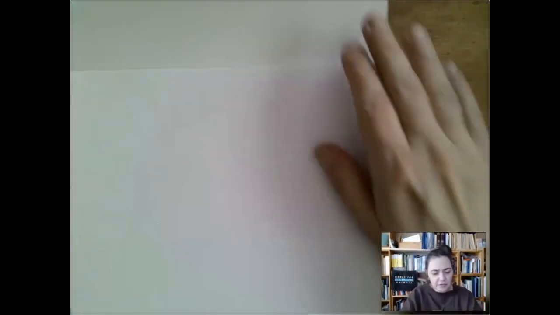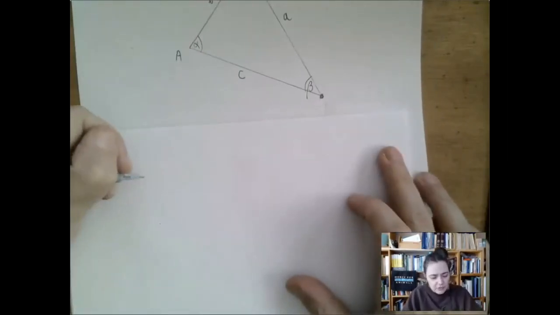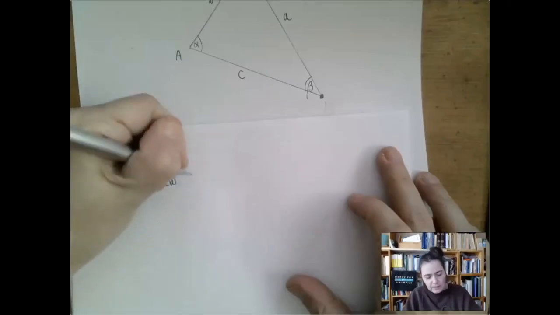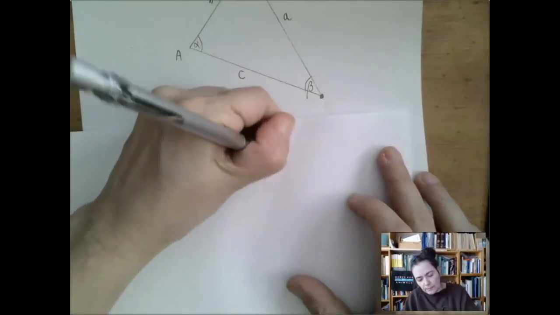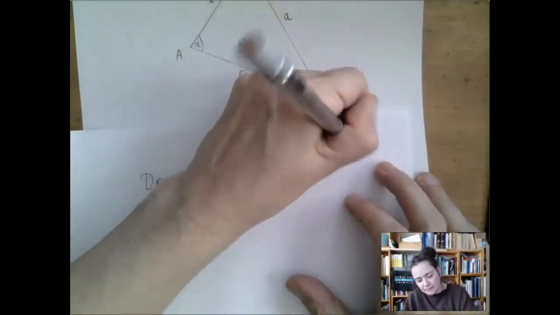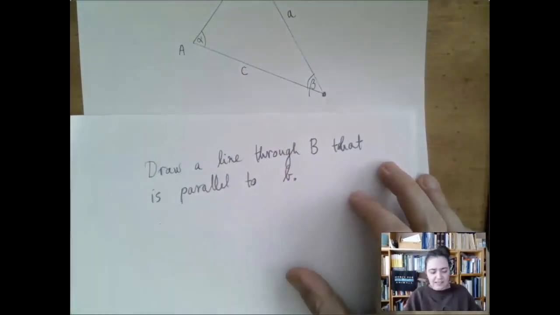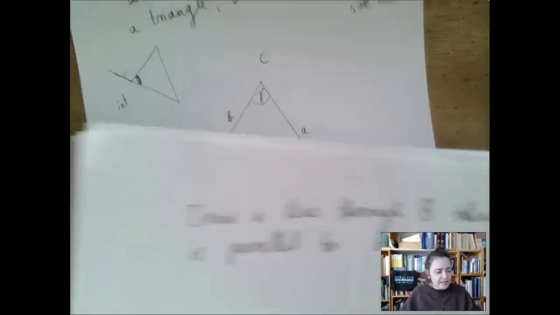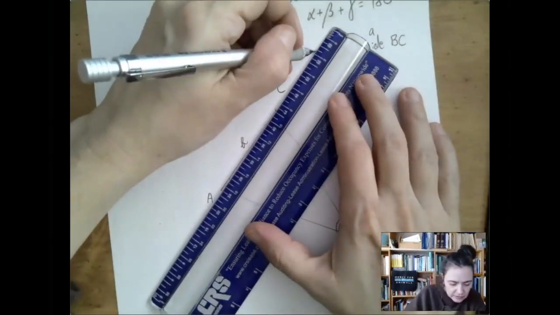So the first thing we're going to do, I'll put the picture back. First we're going to draw a line through point B that is parallel to lowercase b, the side. So what that means is that I'm going to make this line a little longer.